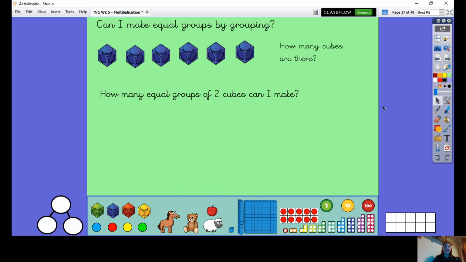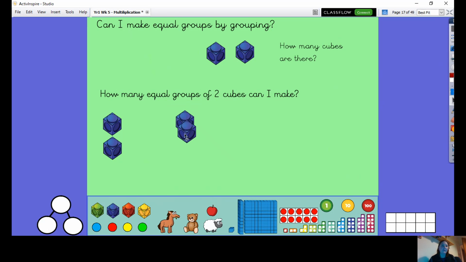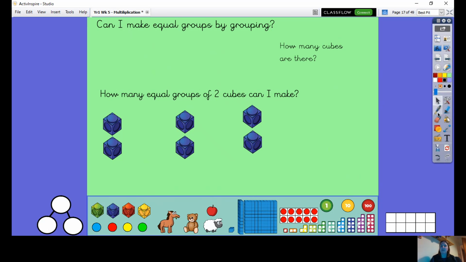Let's have a look here. So it says here, how many cubes are there? So I need to work out how many cubes there are. 1, 2, 3, 4, 5, 6. How many equal groups of 2 cubes can I make? So this is where I'm going to move them. So I've got here, there's one group of 2. This is another group of 2. This is another group of 2. So how many groups have I made? I'm going to draw circles around just so I definitely know.